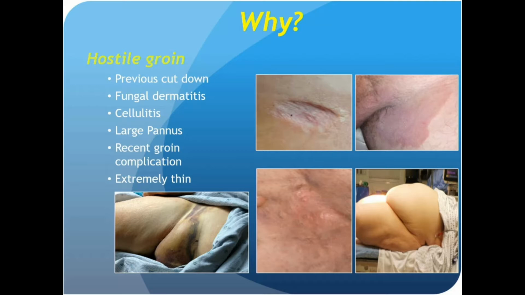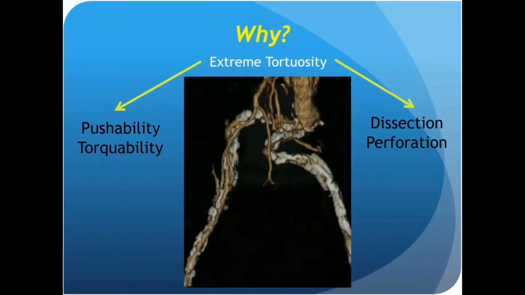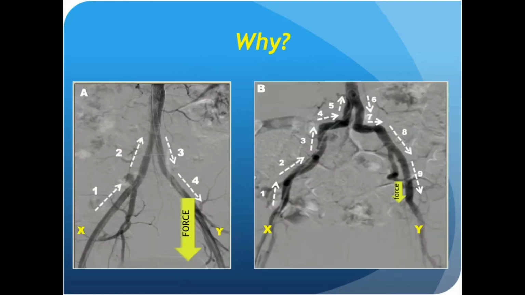So that also brings up the opportunity to access other sites besides the groin. The other thing is that iliac tortuosity and calcifications cause a lot of pushability and torqueability issues, as well as increase the potential for dissection and perforation in anatomies like that where we have to go up and over.